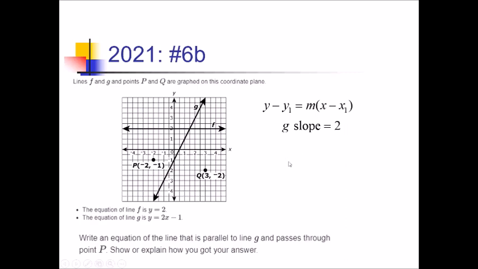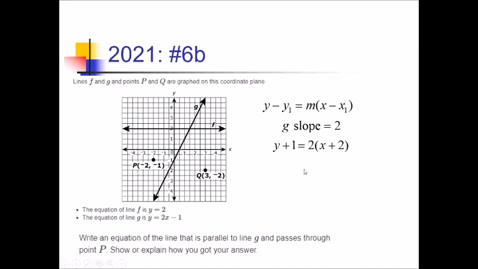So putting all this together then, we're going to have y minus y1. So that's y minus negative 1. So we're going to have y plus 1. And then our m value, that slope of 2. And then we're going to have x minus negative 2, so x plus 2. This is good enough as equations go.